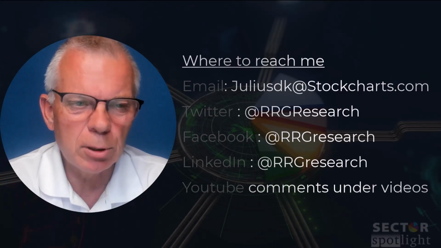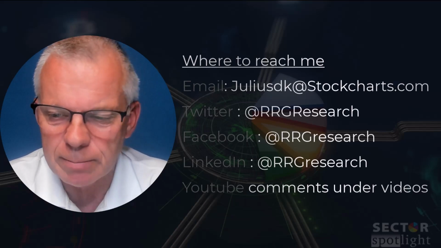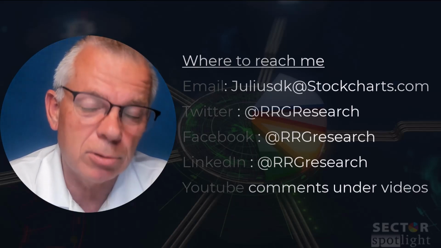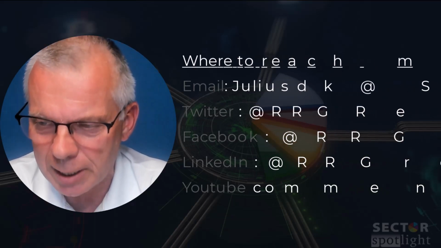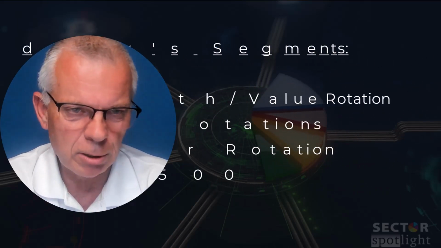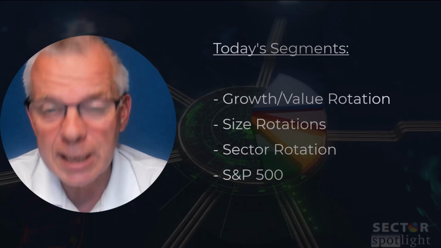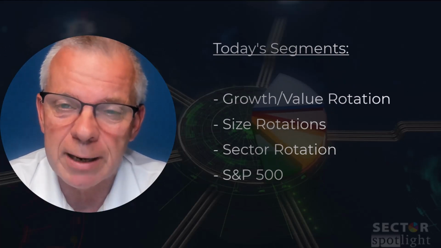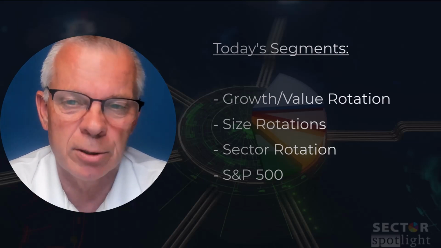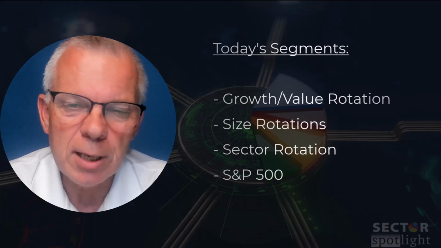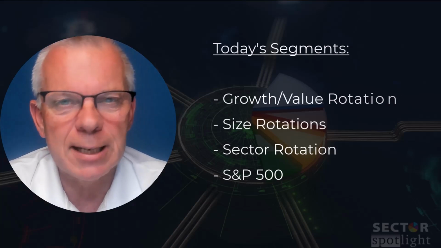We have no time to lose because I already recorded most of the content and I'm going to run into trouble at the end. So I'm going to quickly give you the agenda. We're going to start with growth value rotation. We're going to take an extensive look at various sector rotations and then bring it all together in the chart of the S&P 500 and what we can expect next. No time to waste. Let's get started. This is Sector Spotlight.